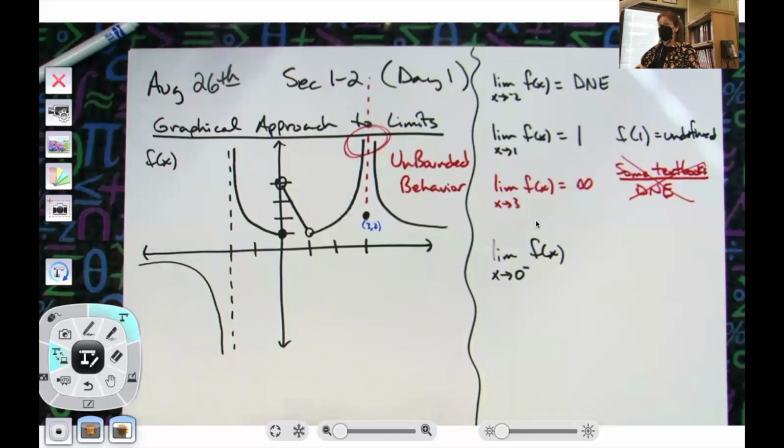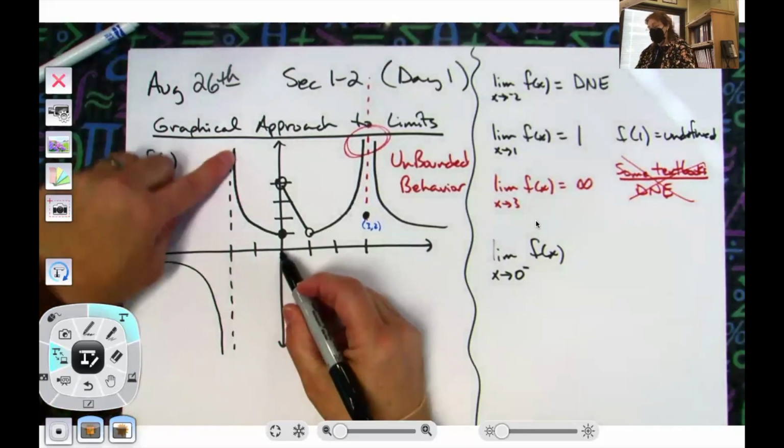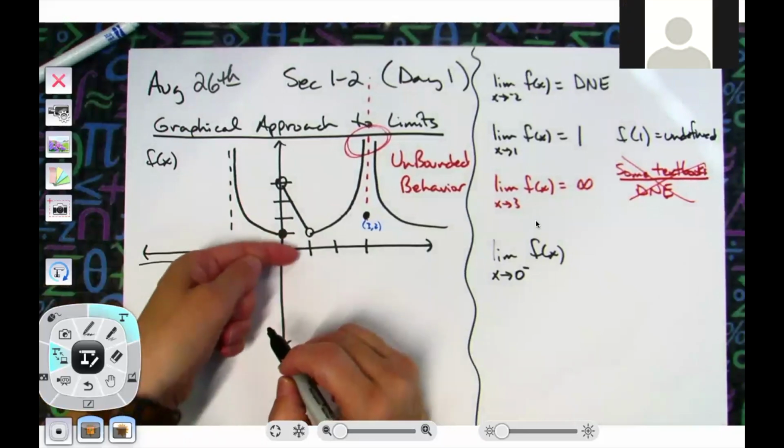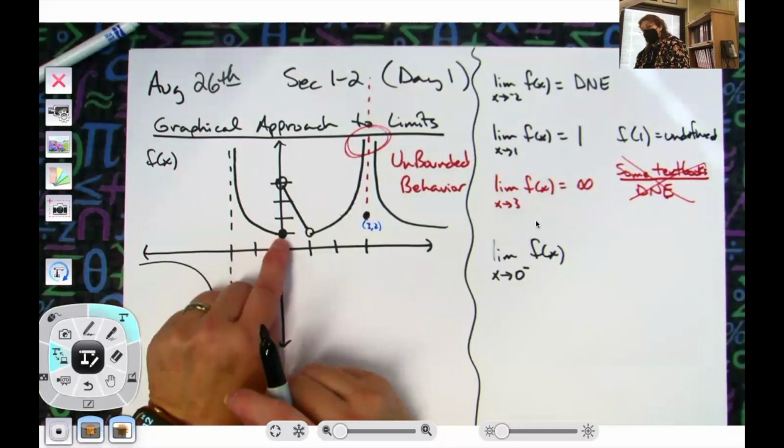Maybe, do you know? 1. I can't hear you. Not infinity. Josiah, you said 1. As I approach 0 from the left, I'm coming this way. I'm approaching 0 from the left. As I get infinitely close to 0, it spits out a y value of 1. Does that make sense?